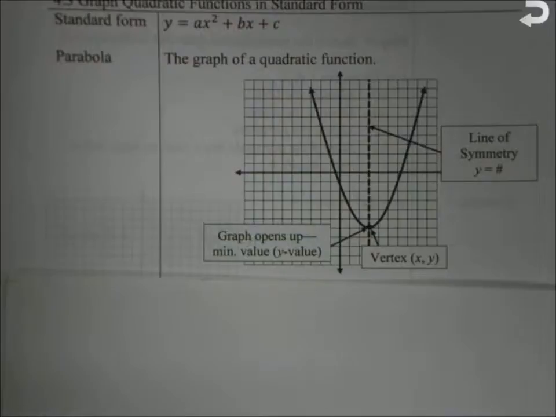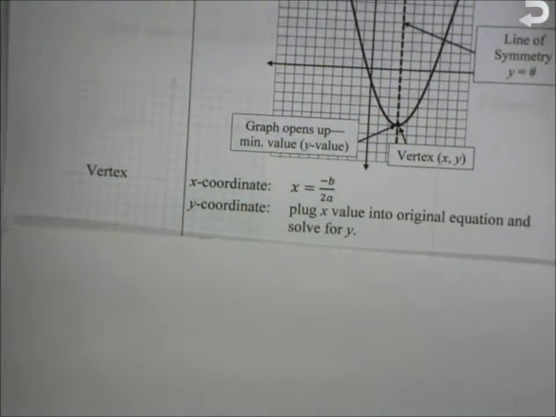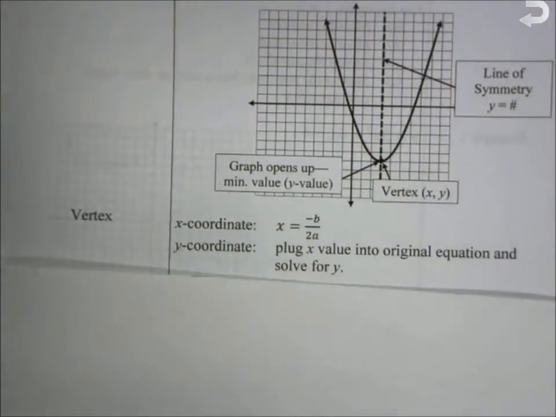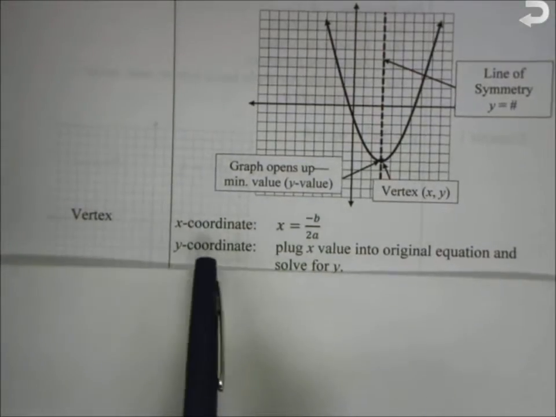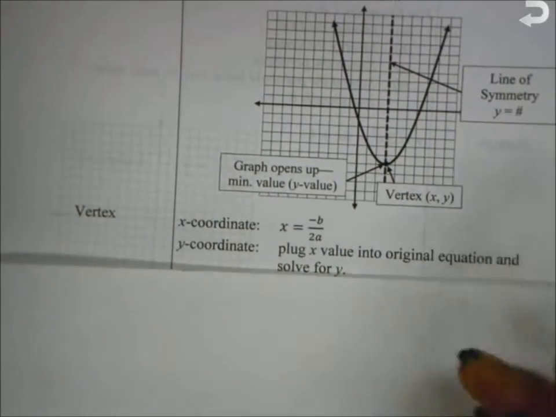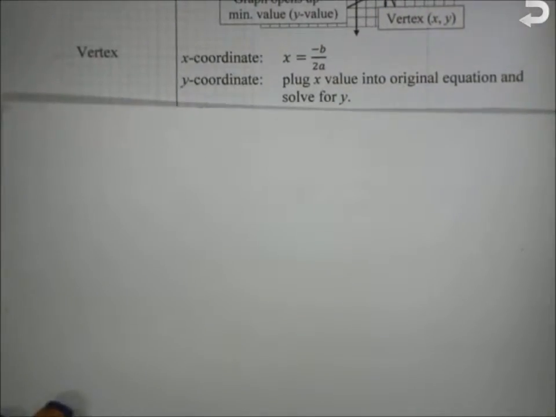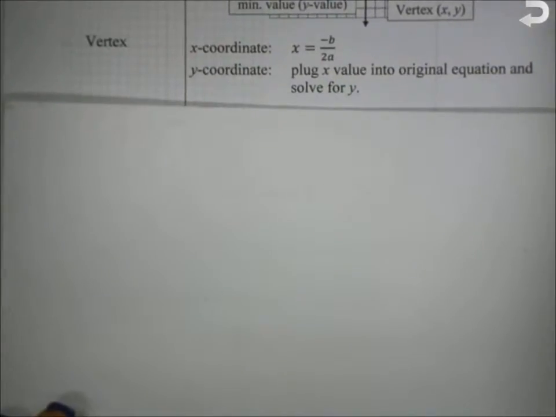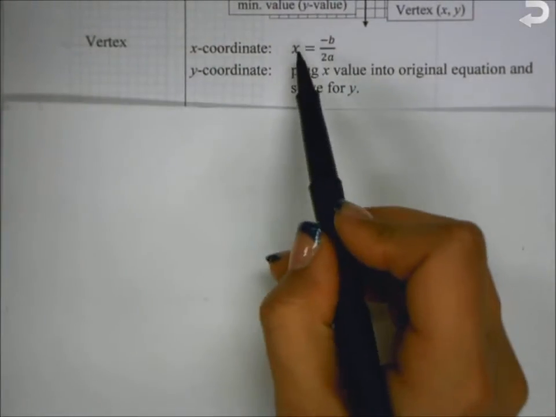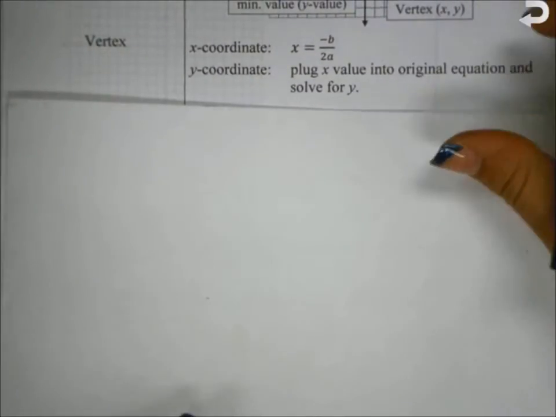Alright guys, so we're going to be asked to find these things a lot of times without graphing. We're also going to use them to graph. So how do we find the vertex? The vertex is a point, x comma y, so we need to be able to find the x coordinate and the y coordinate. We do have an equation for finding the vertex. To find the x coordinate, we have x equals negative b over 2a.